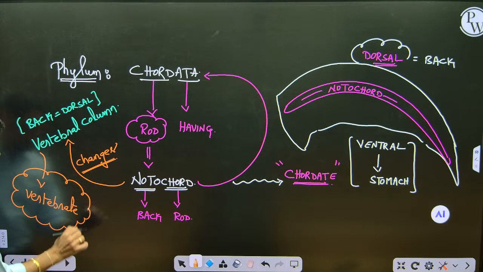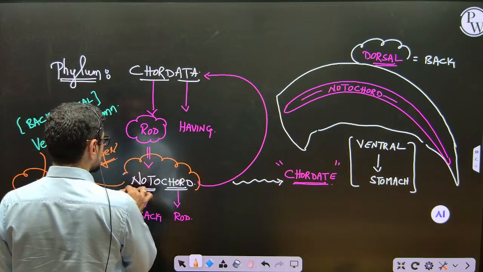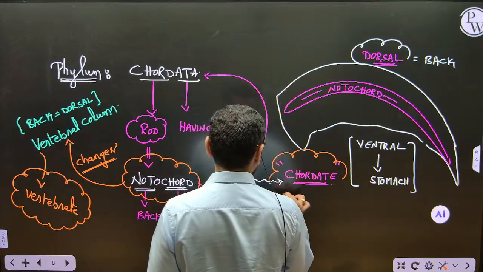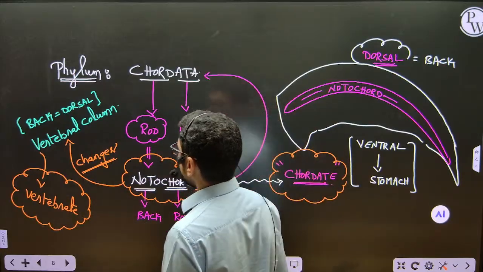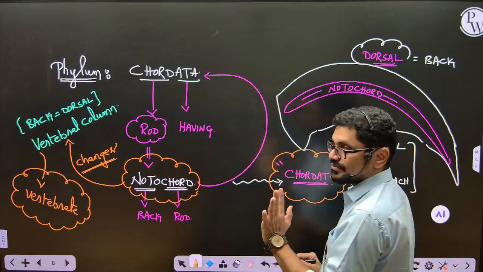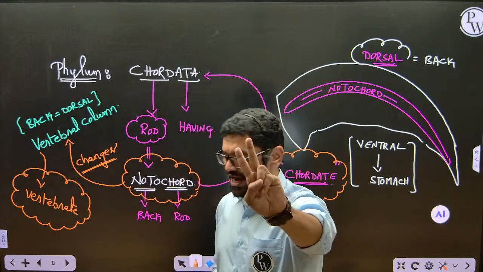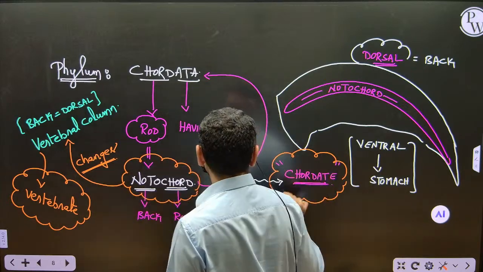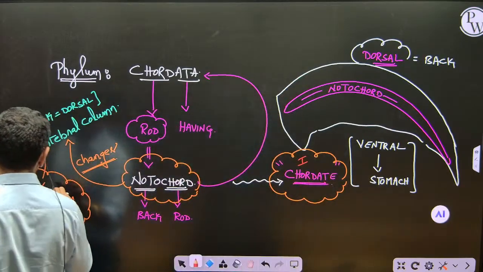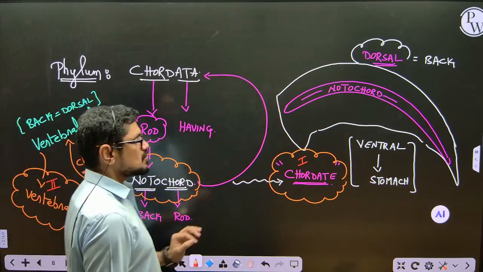My dear friends, no need of any confusion here. I have introduced only two words here. Chordate. Say this. Chordate. What is chordate? Chordate means having the notochord. What is vertebrate? Having the vertebral column. Only two words I have introduced. See, once again, number one, chordate. Number two, vertebrate. Just remember these two words.